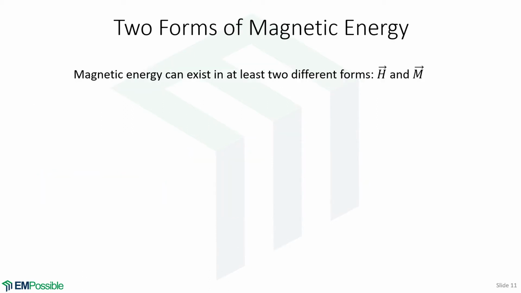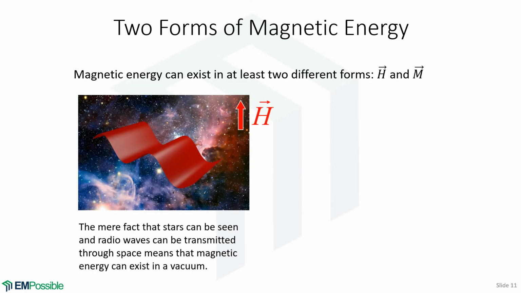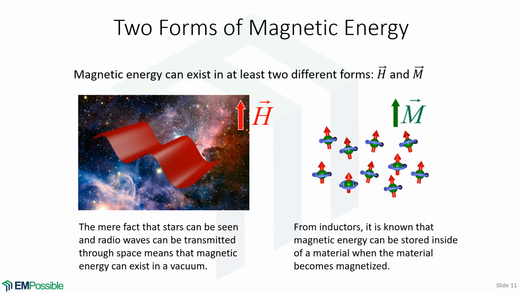We will repeat everything we said for electric fields, but for magnetic fields. And it turns out there's two ways to have magnetic energy. First, there's energy in the field itself, and we know that because magnetic fields can transport energy through the vacuum of space. We can also have magnetic energy stored at the atomic scale, and this is called magnetization.